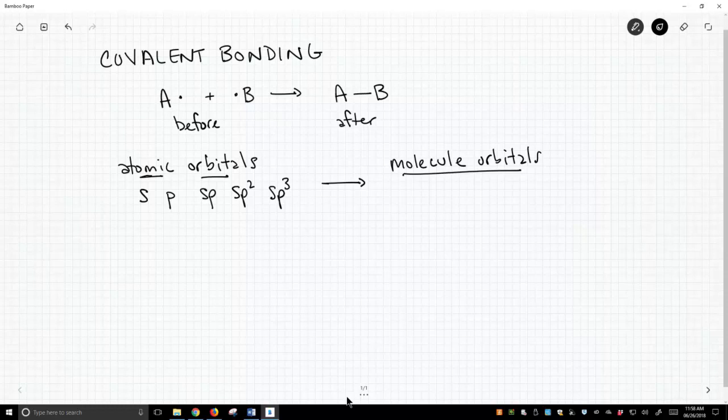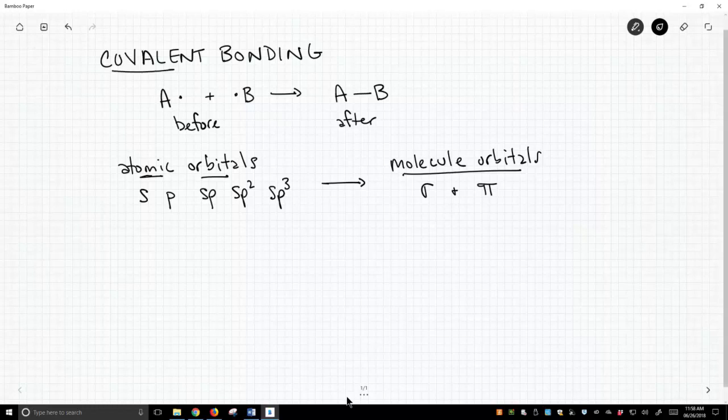And we're going to give these names like sigma and pi. We'll see both examples of that, and there are others. But these are molecular orbitals, and they come from atomic orbitals. And so this is an important idea of how bonding occurs.